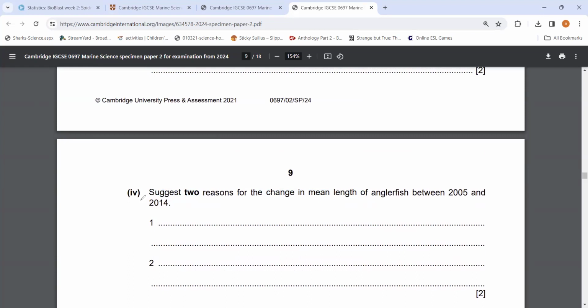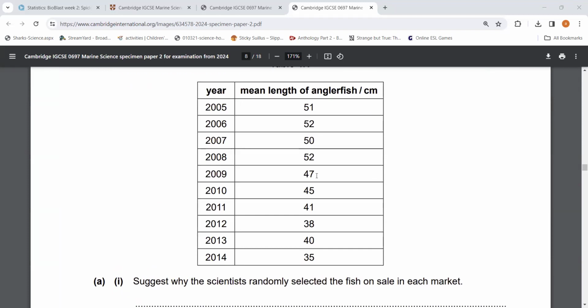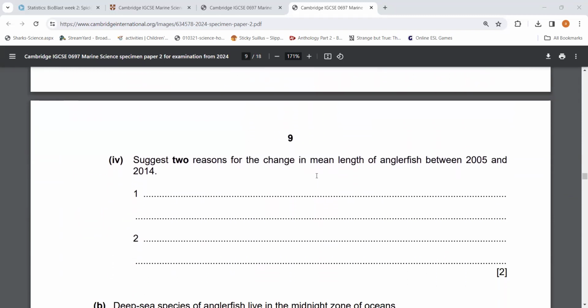They've also got "suggest two reasons." Suggest is an interesting command word because it normally means there isn't just one correct concrete answer. There's a few things you could say, and you're using common sense and your own knowledge of marine science, applying it to a situation you haven't learned about before. So: suggest two reasons for the change in mean length of anglerfish. So let's see what's happening. Oh, okay, so they are getting smaller over time. Again, it's just suggestions, so there are lots of different things we could say. It could be the impact of climate change, or the impact of overfishing on food chains, so there's less for them to eat, so they're getting smaller.